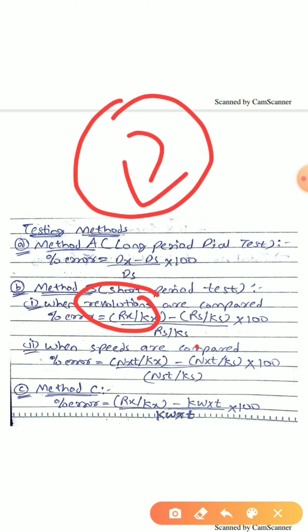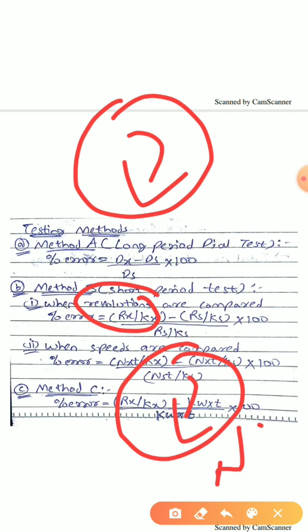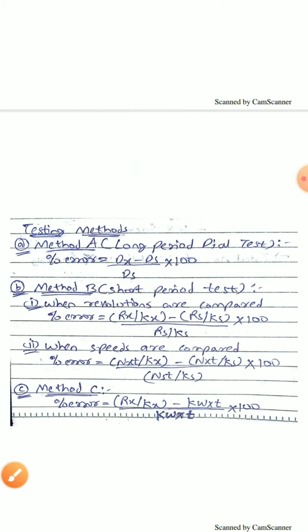I will compare for both the meters, that is, for the test meter and for the standard meter. What I will do is check with what speed my aluminum disc is rotating. For both the meters I will check what the speed is. Now, for example, let us go for the first, that is, when revolutions are compared.